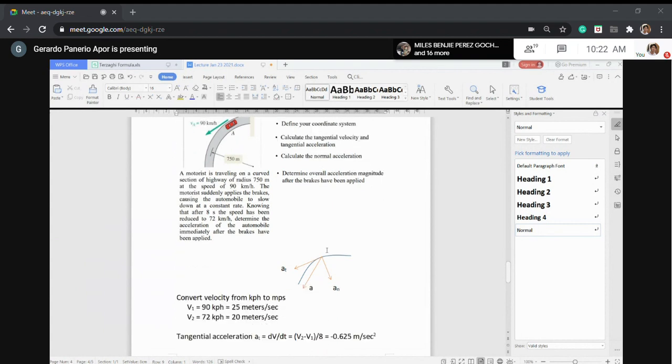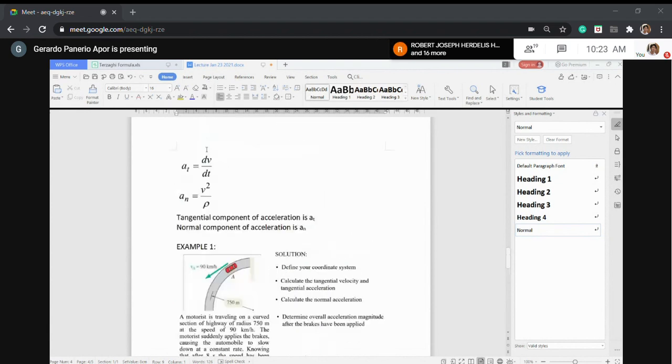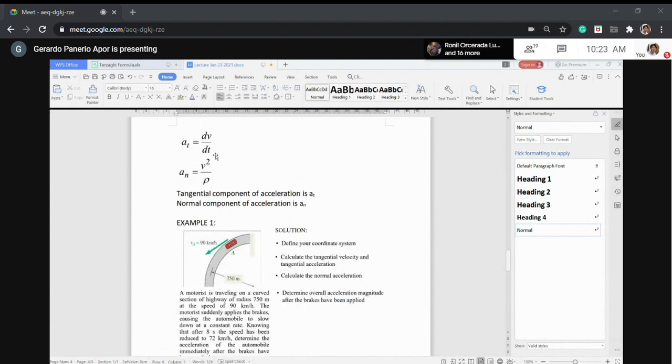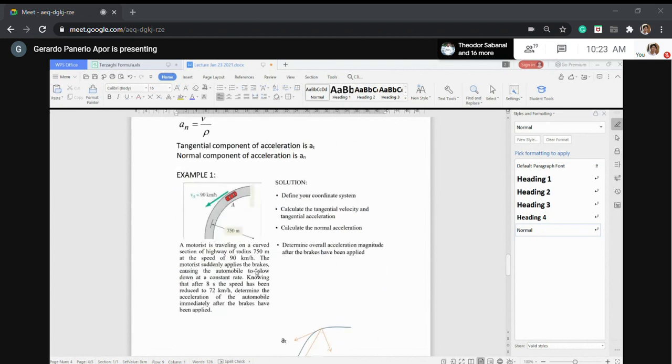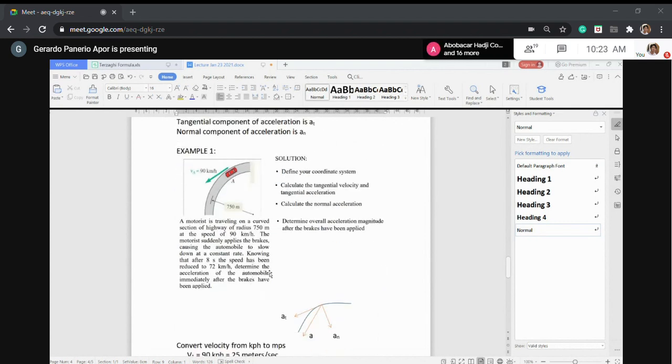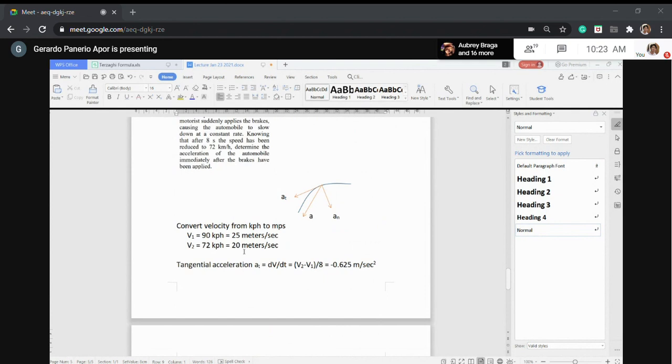In our solution, we determine the tangential acceleration and normal acceleration, but luckily we have already derived the En and Et. So we know that Et is the change of speed. There's a change of speed here and given time, so we can solve Et. And then En is v squared over rho. But which speed? Another statement of the problem is that immediately after the brakes have been applied, so you use the 90, not the 72, or the 25 meter to 20.